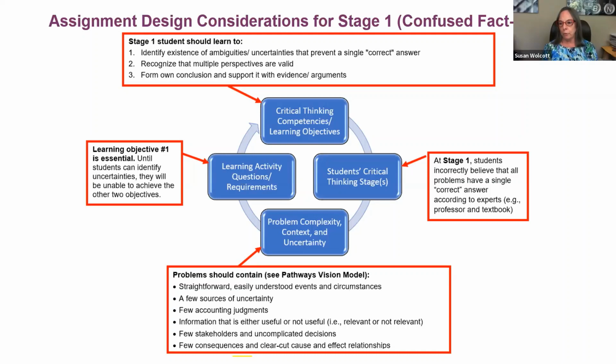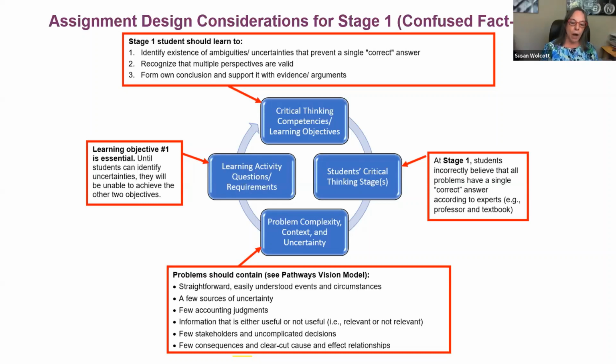in my own classrooms. So what we want to be able to do here is first recognize where our students are. And that's why starting with that question is an important one. And then if we think most of our students are at stage one, then we want to build learning activities into our classroom that are going to address these large learning objectives.